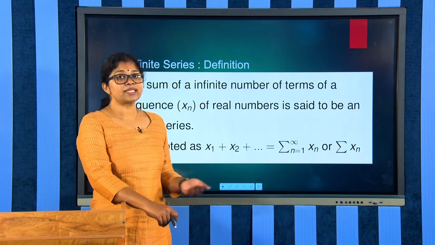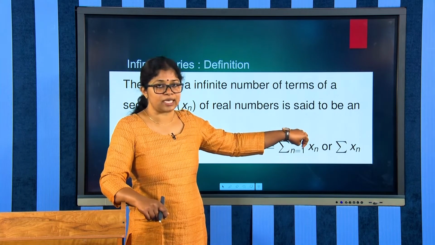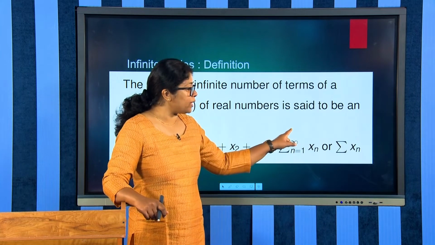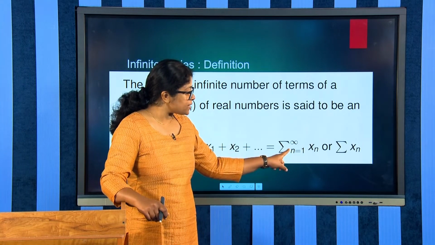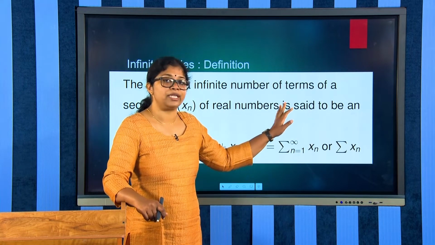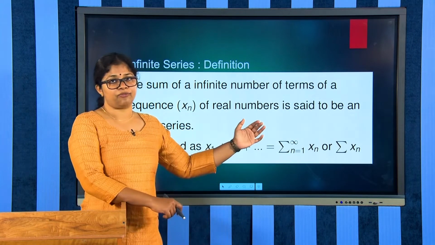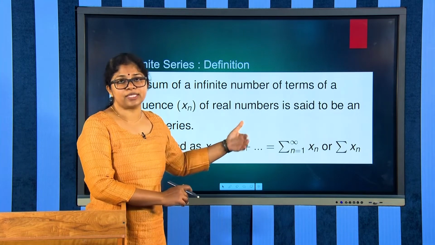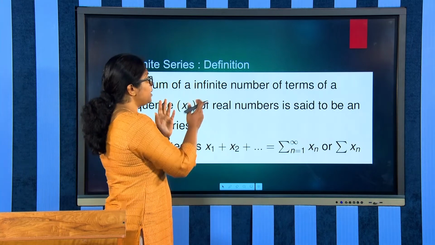In the previous class we had seen the summation of n terms of a series as summation k equal to 1 to n xk, but here we will be representing it as summation n equal to 1 to infinity. That is the only difference between the notation of finite and infinite series, but we are adding up the terms of the sequence infinitely, or indefinitely, to get an infinite series.